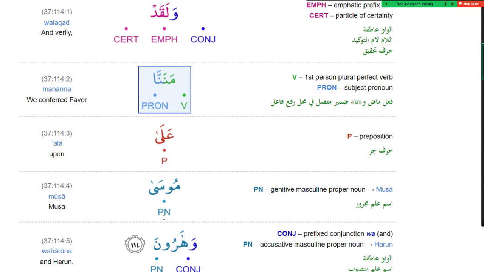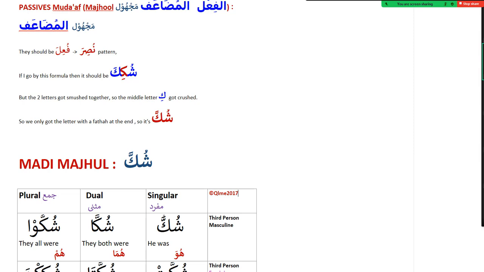Allahumma barik. And what are the examples for the previous concepts which we learned about Madi, Mudari, Amar, and Nahi. Today's topic is going to be passives, that is Madi Majhul and Mudari Majhul, that is Al-Fi'l Al-Muda'af Majhul. So now, how do we make a majhul?